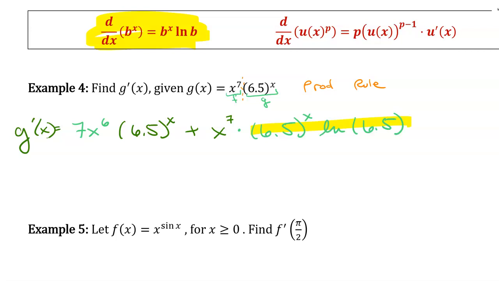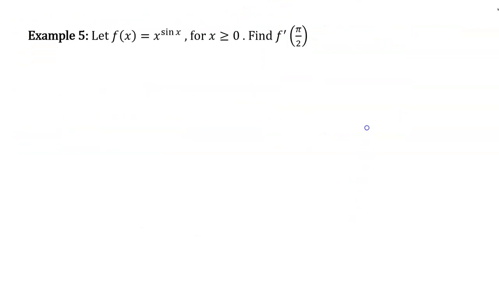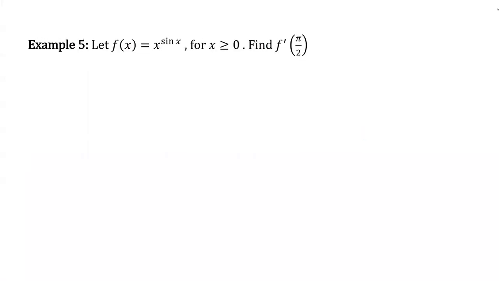So let's take a look at example 5 here. So if f of x is x to the sine x power, and we want to find f prime of pi over 2, well, first we have to find f prime of x. This is not nearly as nice as it looks. You could sit here for ages staring at it, and it doesn't really work. What we do is we have to use a trick.